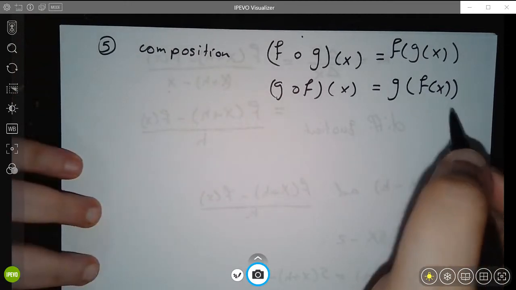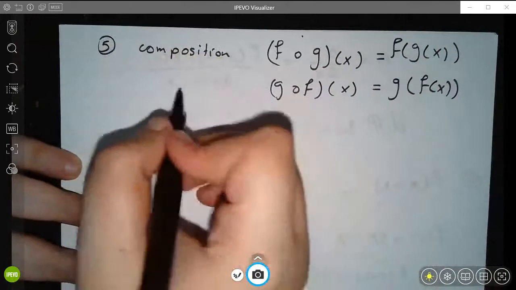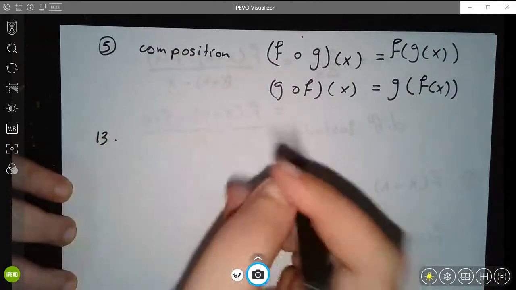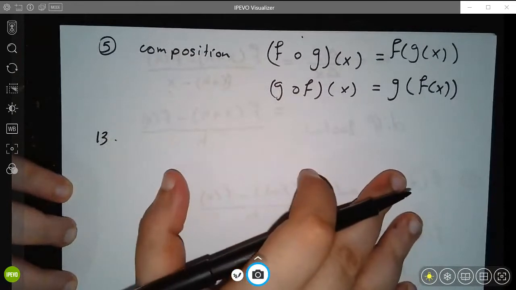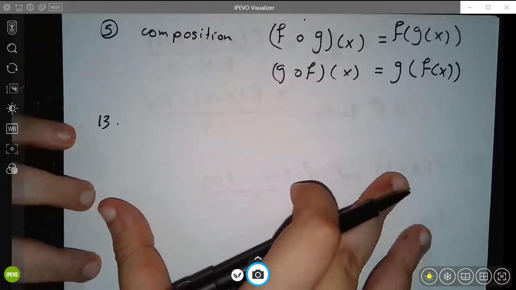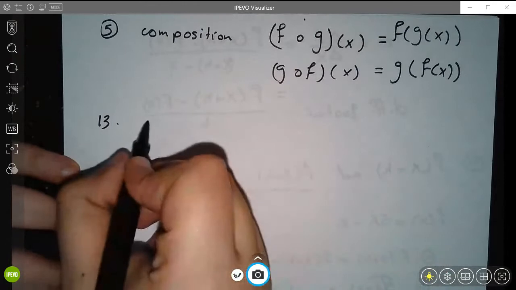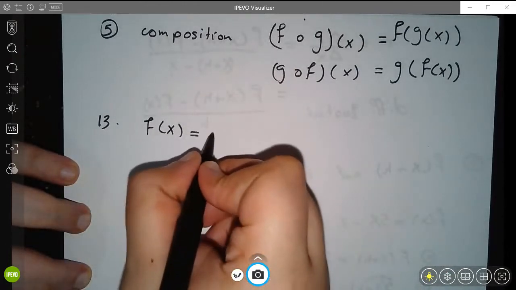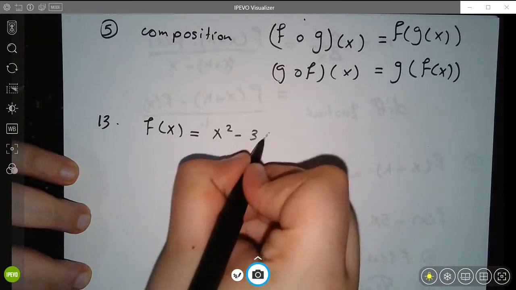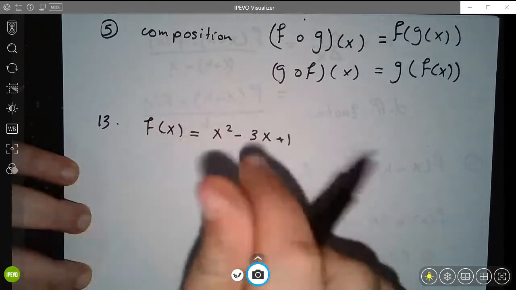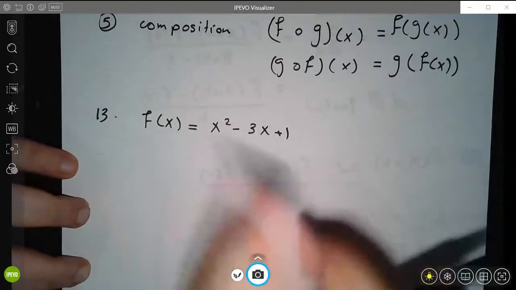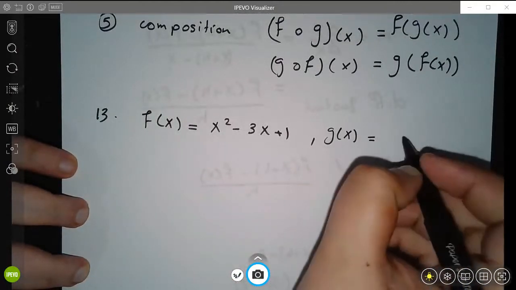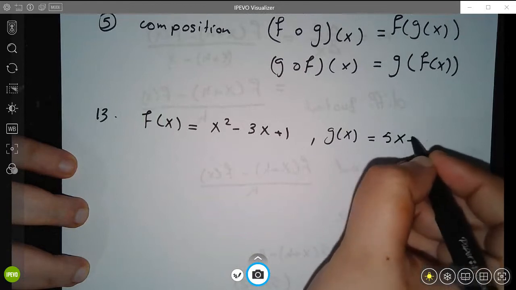Now, let's try a few. Here is example number 13. So in this one, it says that the two functions that you're going to play with are f of x, and it equals x squared minus 3x plus 1, the same f of x function we saw at the beginning. And the g of x you're going to play with is 5x plus 4.